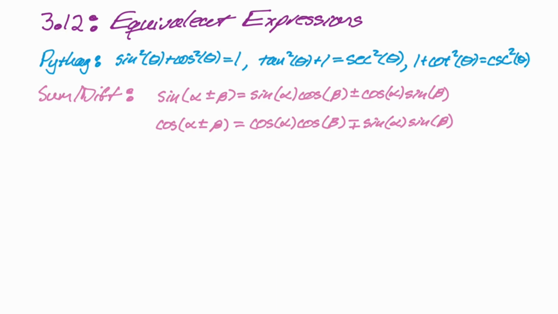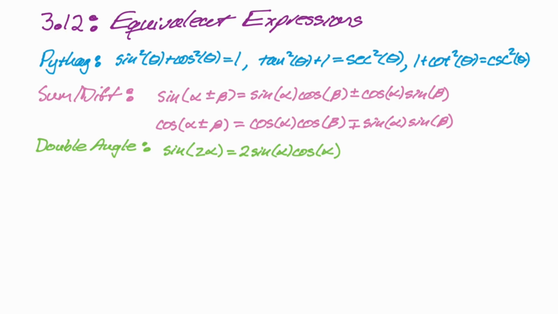We also need to know the double angle formulas. What you could do is remember sine of alpha plus beta and replace every beta that you see with another alpha, so you'd have sine of alpha plus alpha. I think it's better to just memorize it. The sine of 2 alpha is 2 sine alpha cosine alpha. Just memorize it and you'll be able to use it. There's that 2 sitting in front there.